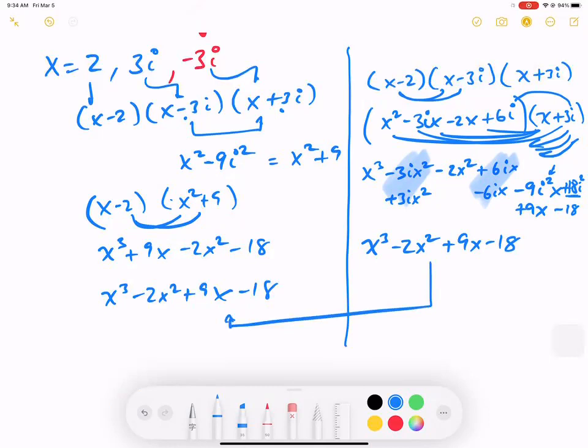So you could do it. It would give you the same exact answer. But do you want to do it? Answer is no, you don't. You don't want to do that.